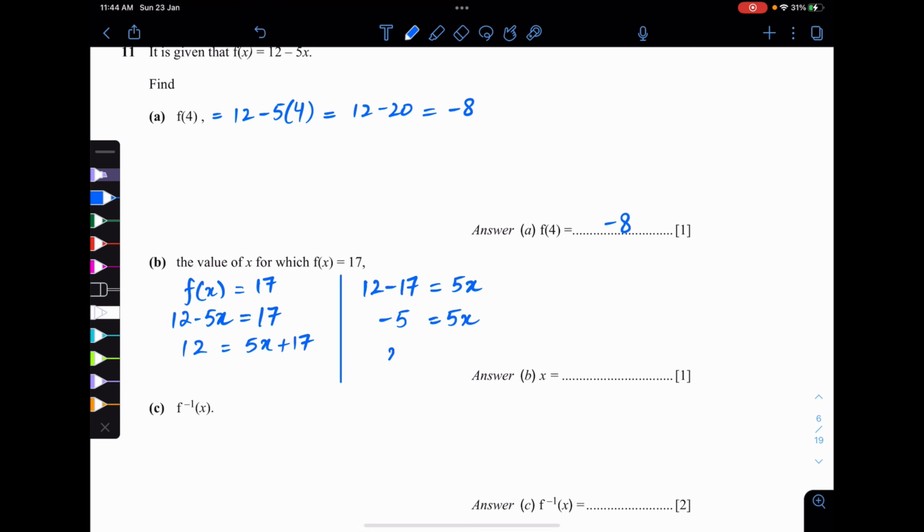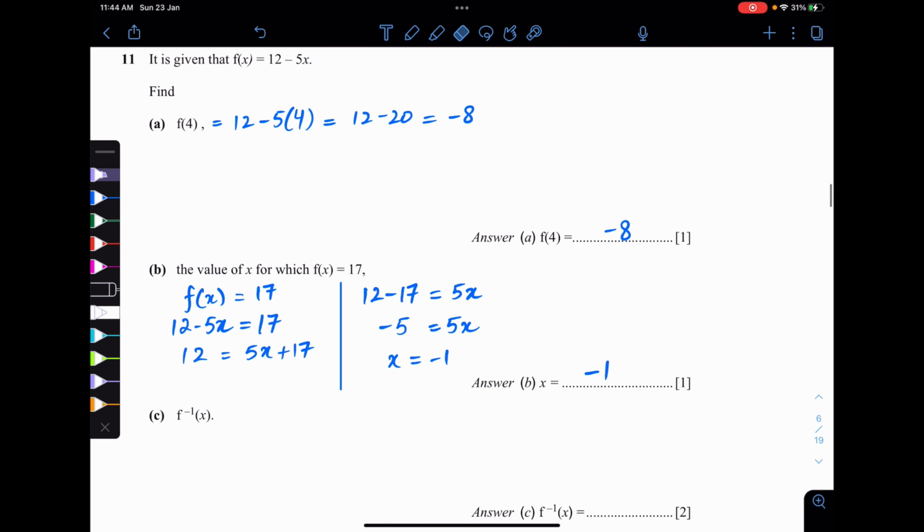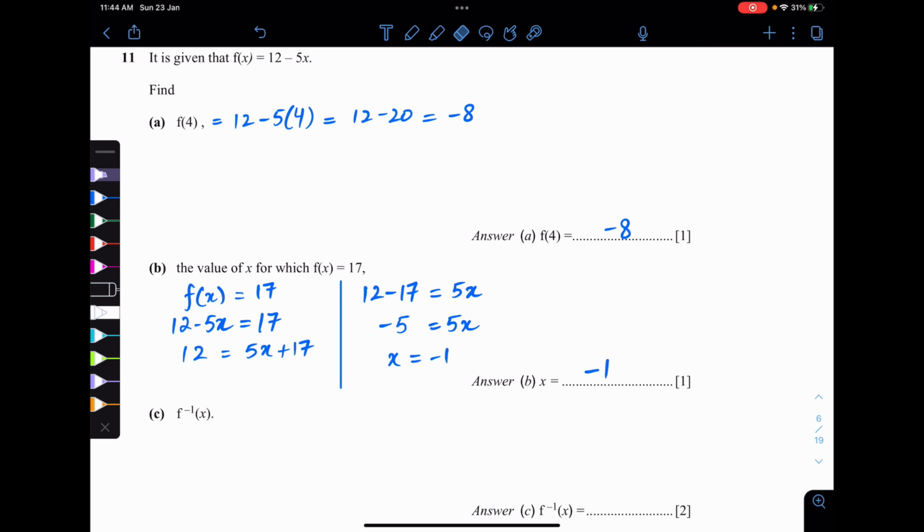If you're comfortable with the algebra without that, it's perfectly fine. You can make it the subject as you wish, and all of those steps would be correct, I hope. All right. The last part is f inverse of x. F inverse of x, it's quite simple.